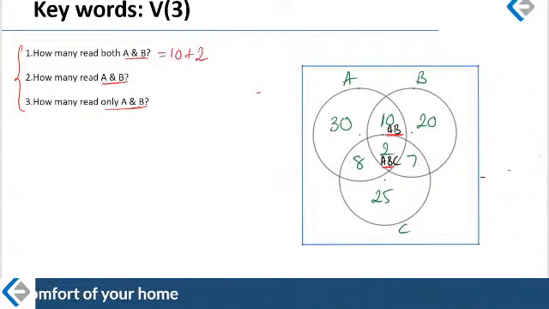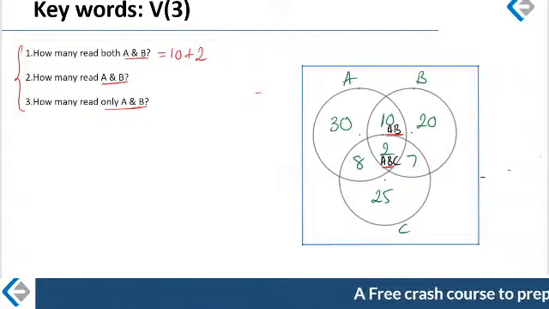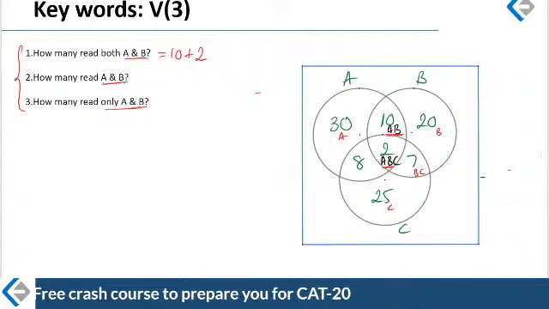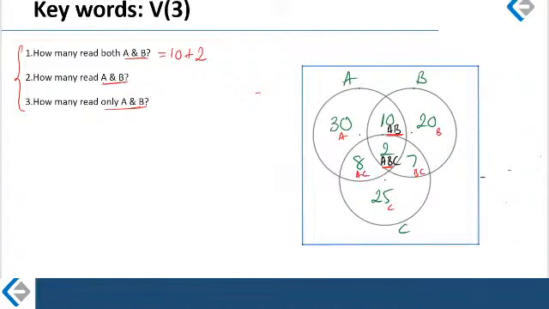All right, the answer has to be 10 plus 2 because I didn't say how many of them read only C. If you write here, it is only A here. It is only B here. This is only C here. This is BC here. This is AC here. So, but my question was what?